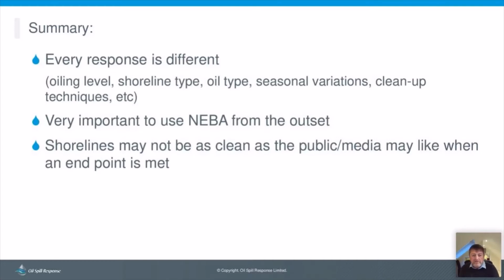And then in some cases, shorelines may not be as clean as the public or media might like when an endpoint is met. So that endpoint, as I already mentioned, is quite a key thing. It's a point at which we're going to leave a shoreline for nature to take over. In some cases, that might mean leaving oil stain there, or it may not look as clean as it was before the oil arrived. But that actually is still the most sensible point at which we're going to leave and let nature take over.